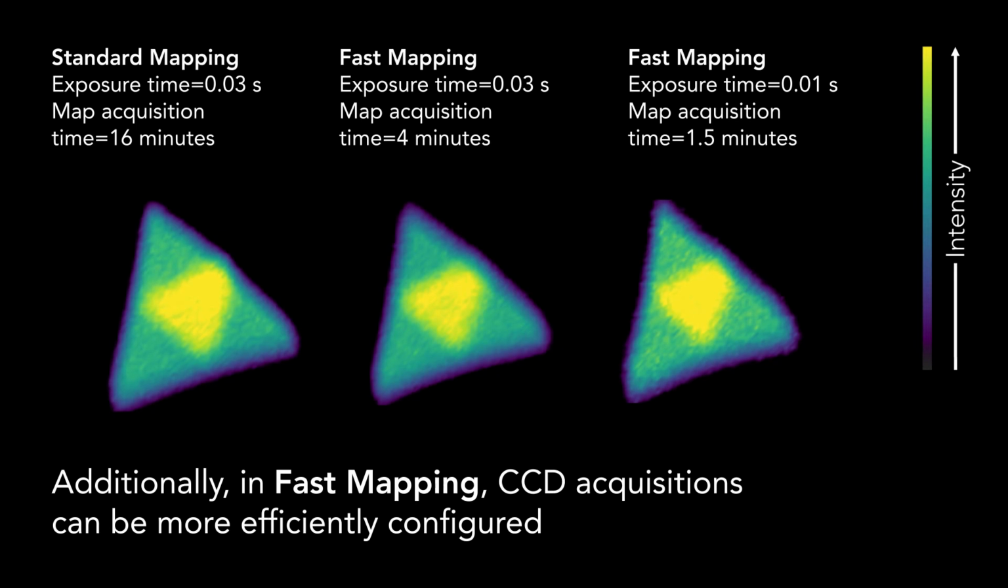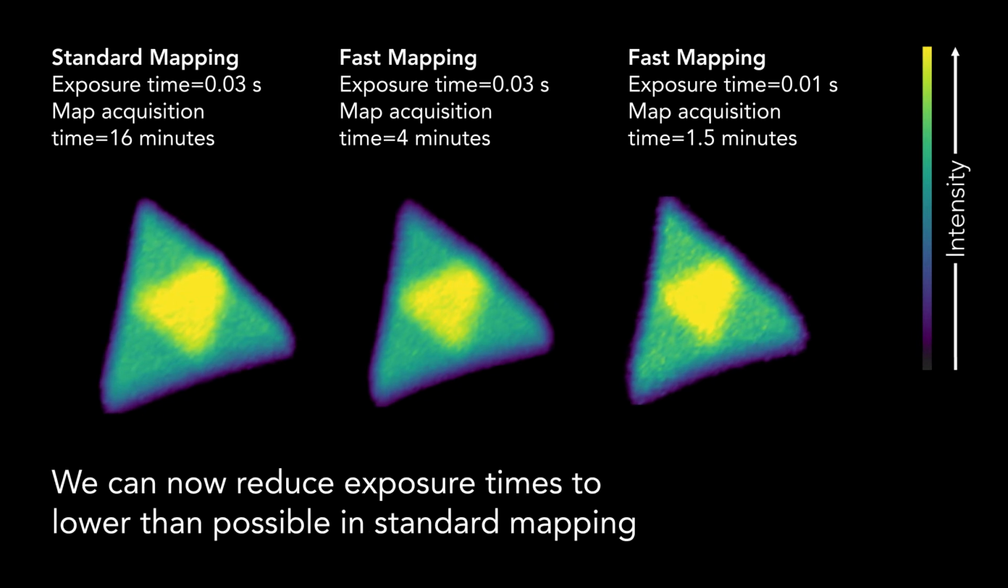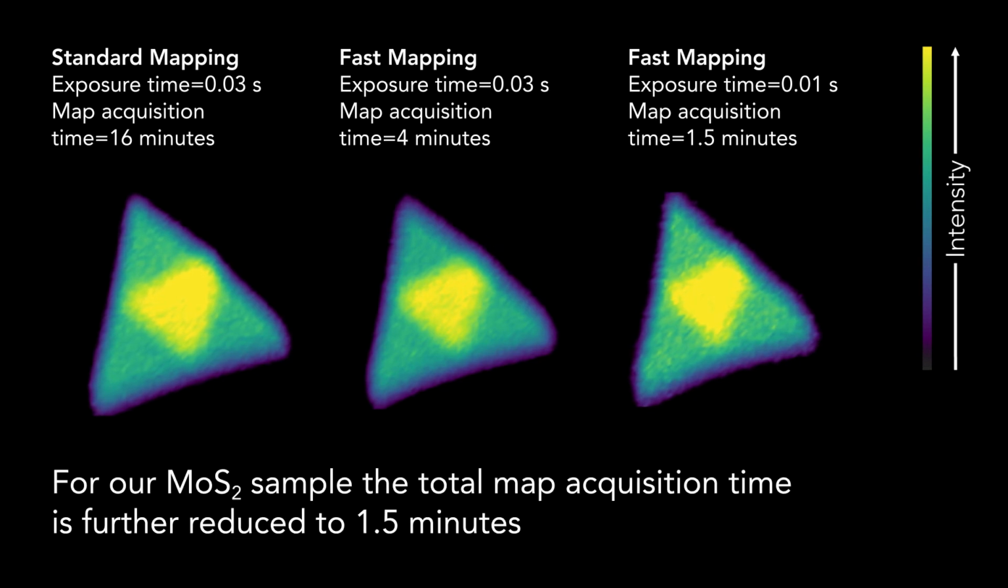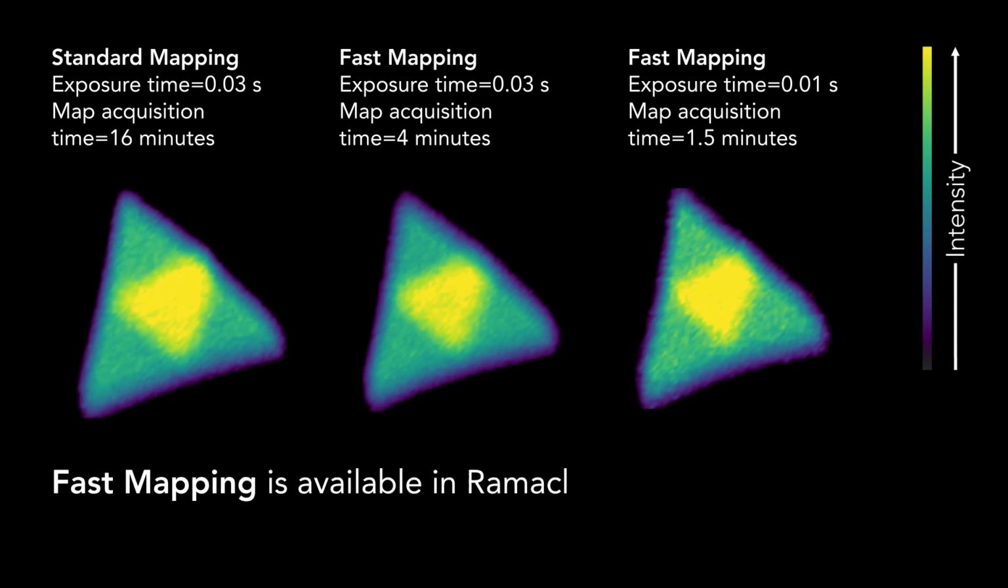Additionally, in fast mapping, CCD scans are more efficiently configured. This means that the exposure time can be further reduced to values below what is actually possible for standard mapping. Now, the map only takes 1.5 minutes to complete, compared to 4 minutes for the previous fast map, and is over 10 times faster than the standard map.